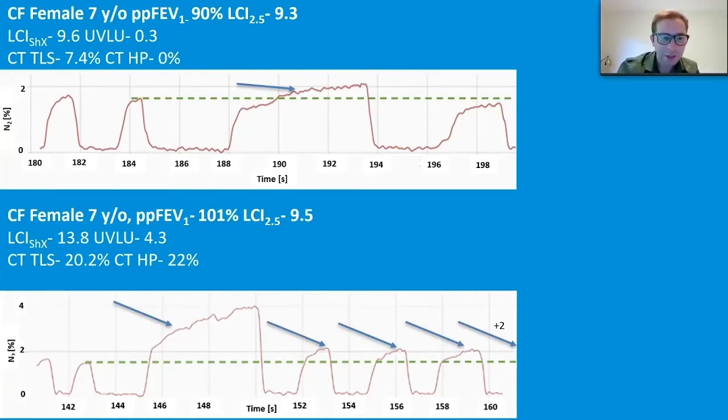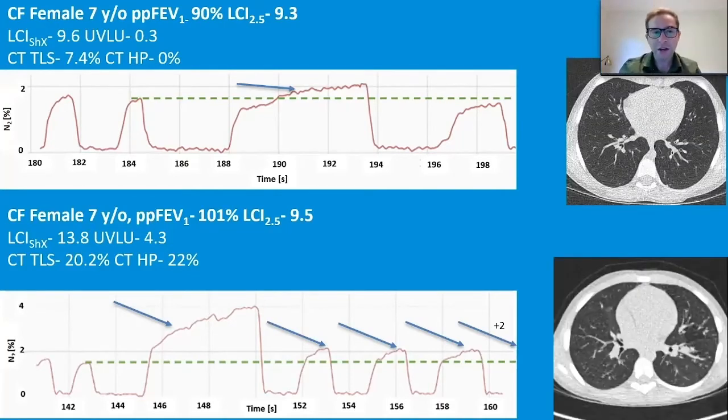However, the person at the bottom, we see a very large increase in nitrogen concentration with the slow vital capacity. And then for 5 breaths after that slow vital capacity, the nitrogen concentration remains above that green dashed line, which is basically our signal. Their corresponding CTs, the top person had 0% hyperinflation, which is what we could basically predict from their UVRU score. But the person at the bottom, they had a very high hyperinflation score of around 22%.